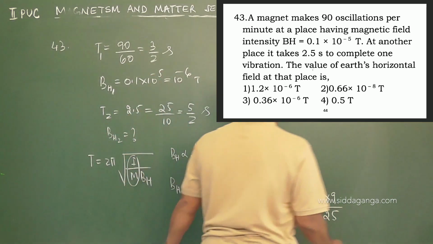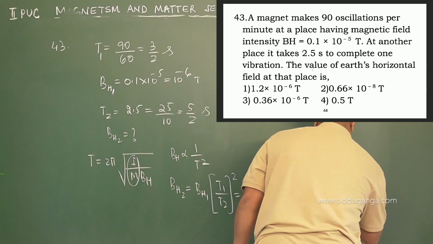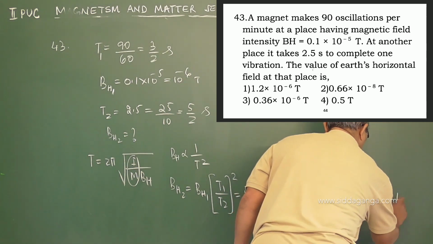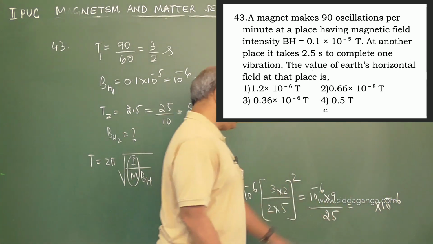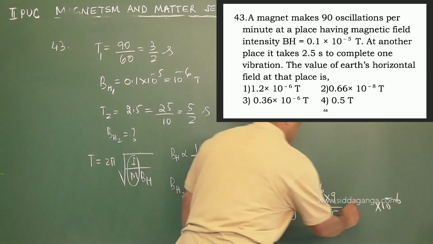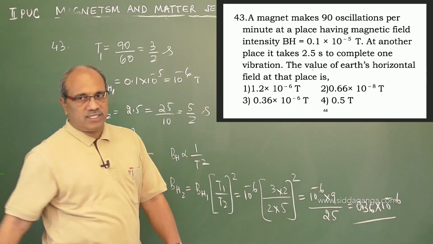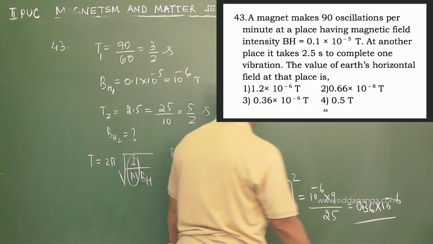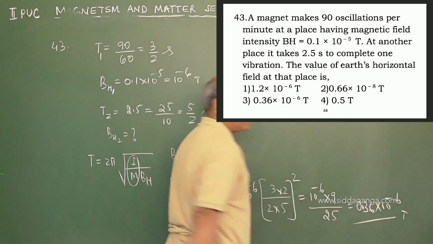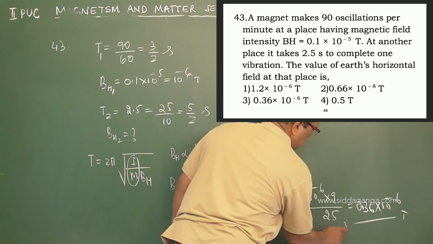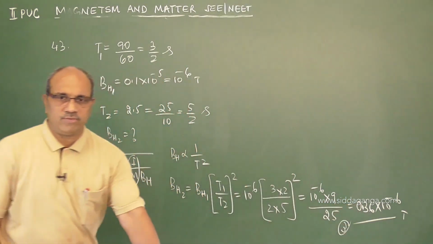9/25. So if I divide, 10 power minus 6 into 90, it is 3 times, that means 0.36 because 15 remains. 0.36 into 10 power minus 6 Tesla, option number 3. The third one.